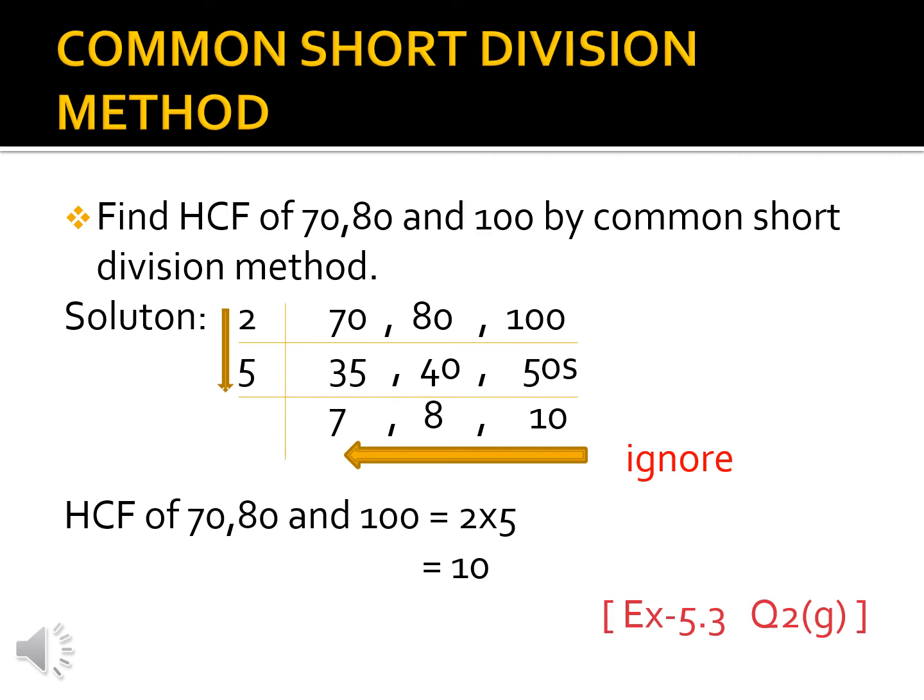8 and 10 are not co-prime because 8 and 10 are divisible by 2. But yes, 7 and 8 are co-prime numbers because they are consecutive numbers. We just discussed the properties of co-prime numbers some time before. So here we stop. The HCF of 70, 80 and 100 is 2 multiplied by 5, which is 10. So we ignore the co-prime factors.